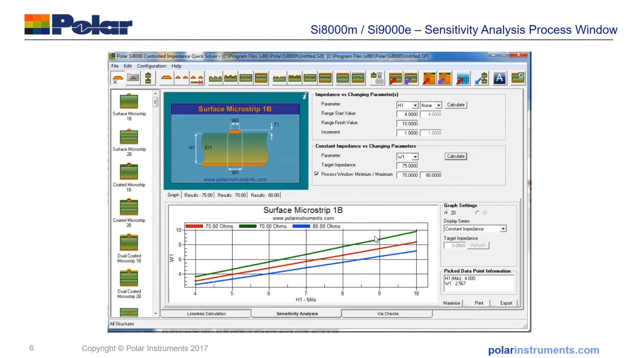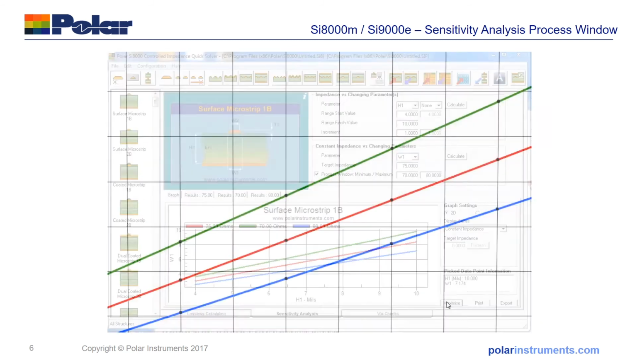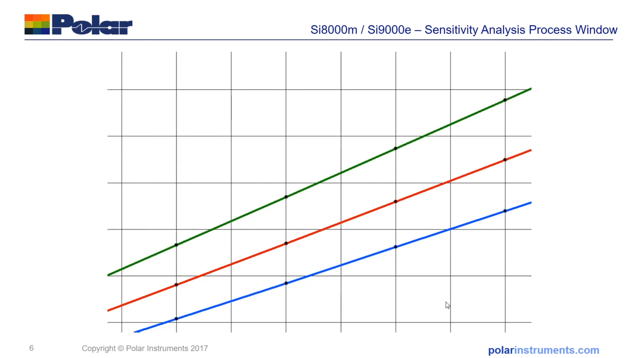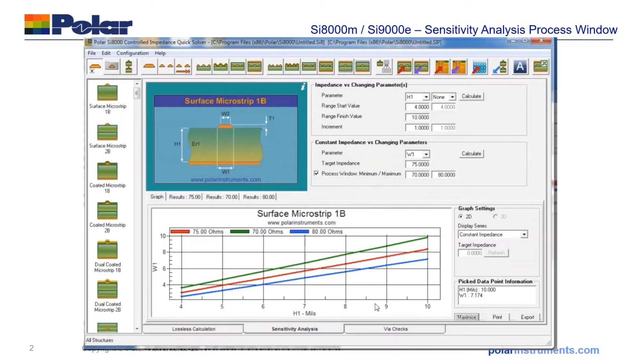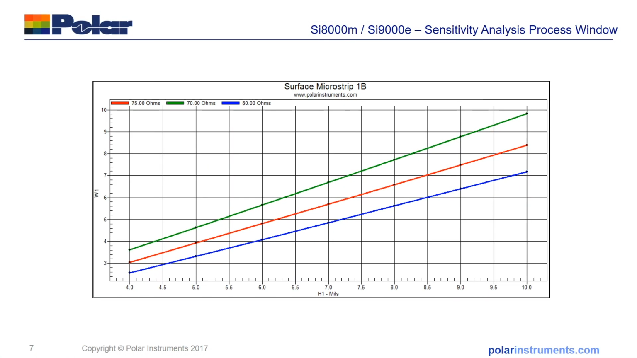It's interesting to note in this example that as the height increases, you get more process window in terms of width. Looking at that the other way, the more you reduce the height, the tighter your etch needs to be to maintain the specified impedance. We can maximize the graph to print out into other applications. I'll move on to the next slide, and here you can see a graph of the process window for a 75 ohm line, 70 and 80 ohms, while we sweep the height and the width.